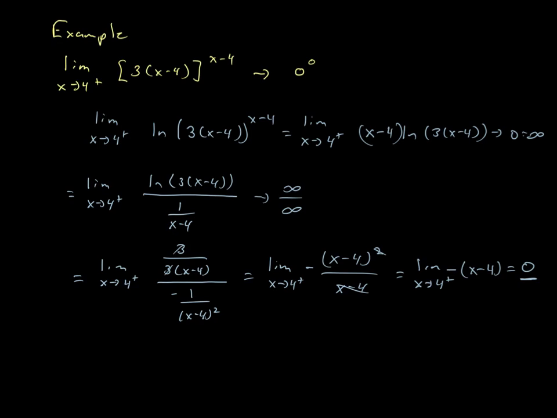So what I end up with here, now remember, this is the answer. That's the limit of the natural log of 3 times x minus 4 to the x minus 4 power as x approaches 4 from the right. That's not what I'm looking for. I'm looking for the limit up here of 3 times x minus 4 to the x minus 4. So I can say that the limit here as x approaches 4 from the right of 3 times x minus 4 to the x minus 4 power is going to be equal to e to the 0 power, which is 1.